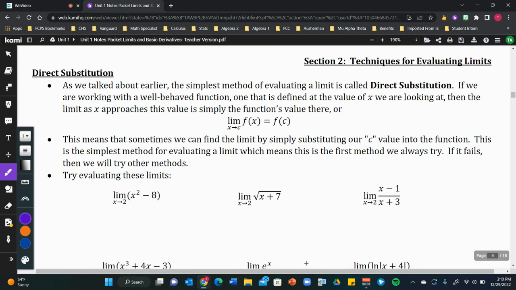The only exception to that is an oddball kind of function that looks like this guy. So we would have a function with a given hole, but then elsewhere we would have an additional point defined at that particular value of x that we're concerned about. The reason this is an exception is, when I plug that value of c into the function, it's defined up here at this point, but the limit is actually down here at the hole.